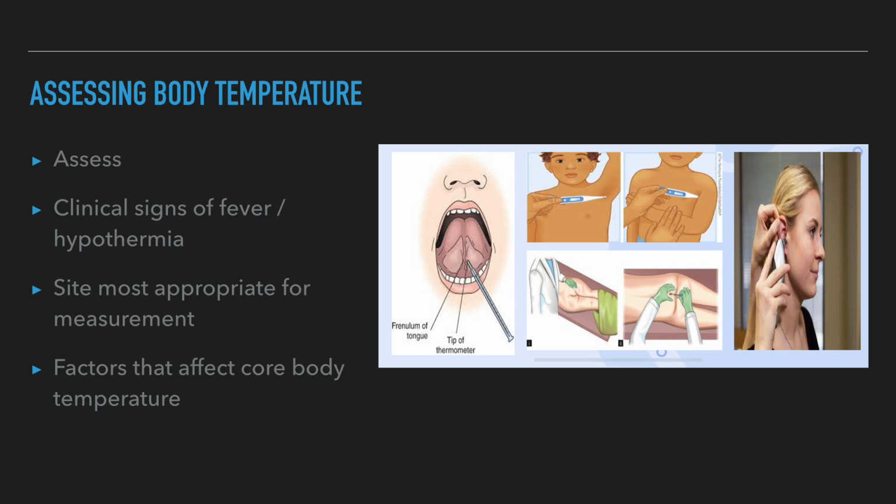Additional sites are the esophagus and pulmonary artery, both of which are considered core temperatures. Normal temperature varies within a person, among people, and among sites.